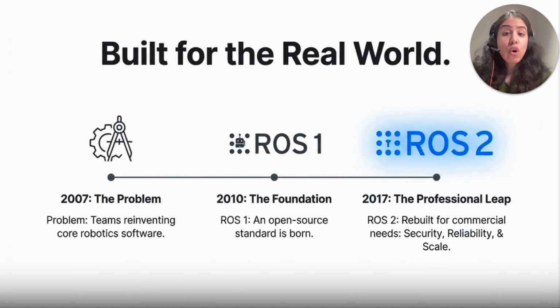But as ROS grew into commercial products, limitations started appearing, and in 2017, ROS 2 was released, which was a complete rewrite with the enterprise grade security, better reliability, without a central point of failure, real time performance for the industrial applications, and then support for multi robot systems. So, this really kept what developers loved, but it also helped add the professional features businesses needed.